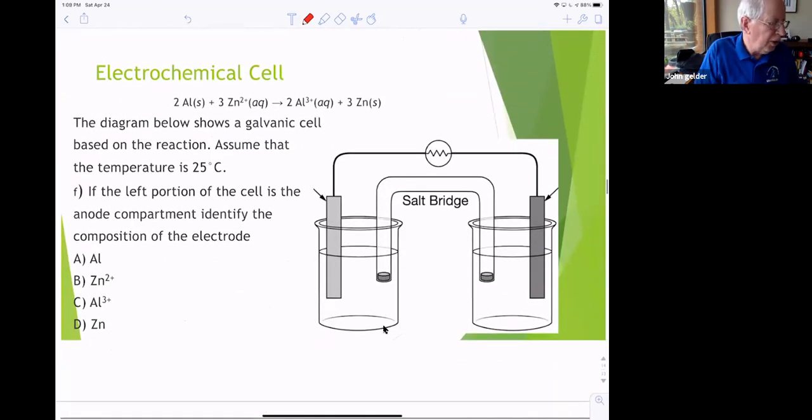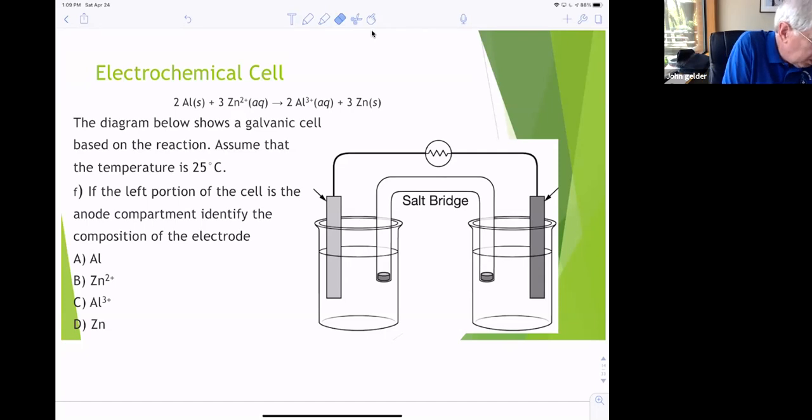And so here's our next oxidation reduction reaction. I'm going to relaunch this poll, and I'm just going to babble for a moment. Here I'm showing you an empty galvanic cell, and I'll share with you that the left portion of the cell is the anode compartment. What I'd like you to do is tell me what the species would be that's going to be the composition of the anode.